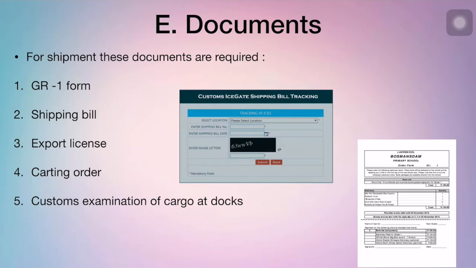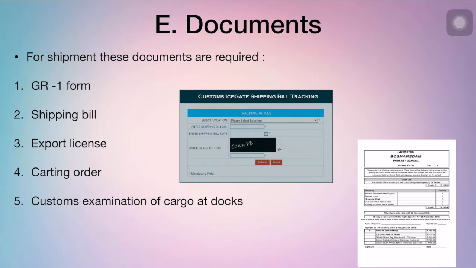And then we have the shipping bill, from the customs official, what we just went through, right? What does it say? Permission for shipment. And then we have the exporter license, which is definitely necessary.